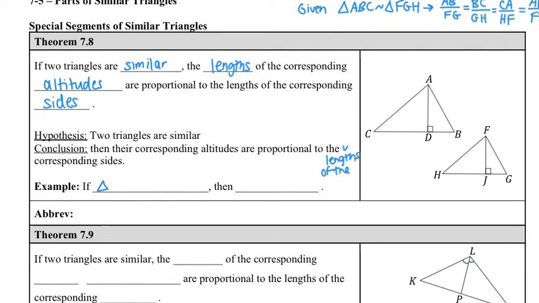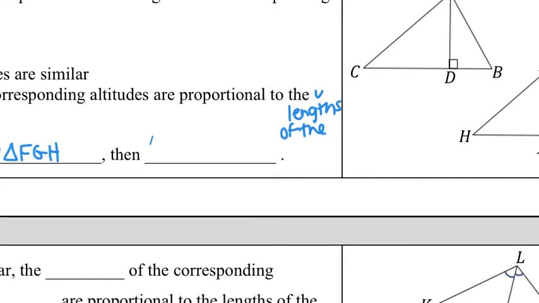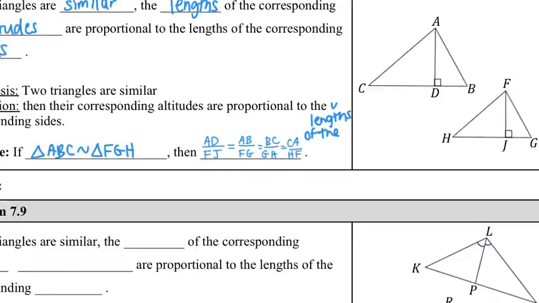All right, so if triangle ABC is similar to triangle FGH, our conclusion is that long extended ratio or proportion that I had up there. And I'm going to write the AD part first, just because that's the part we're focusing on, that's the new part. So the ratio of the lengths of the altitudes, AD is to FJ, as AB is to FG, as BC is to GH, as CA is to HF. All right, so that's the first theorem.